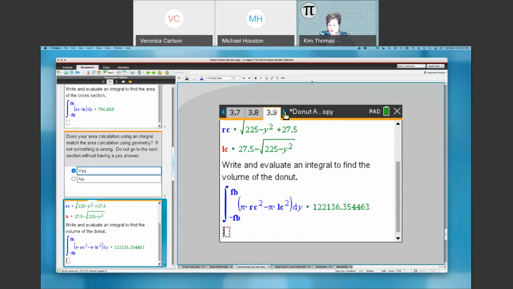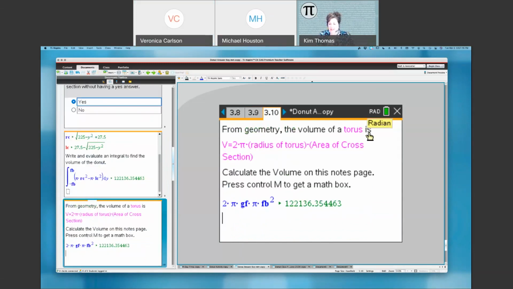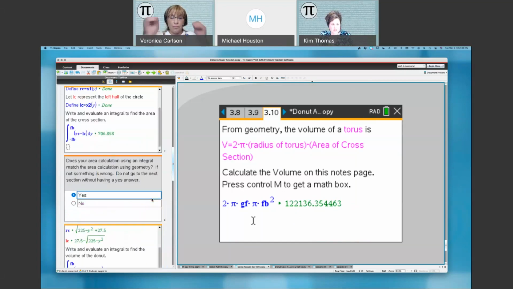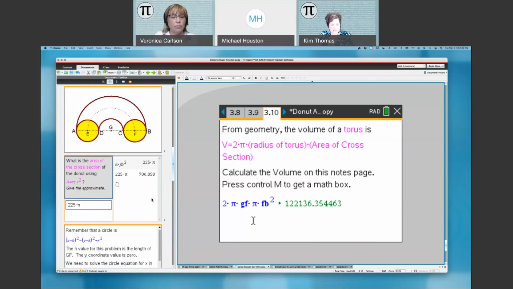And then we do the revolution and the volume using the formula. And then that gets us to the volume of a torus. So the volume of a torus is 2 pi times the radius of the torus times the area of the cross section. When we found the area of the cross section, we can use it later. The radius of the torus is really looking at the center of the cross section to the center of the space of what I'm going to say is the donut.